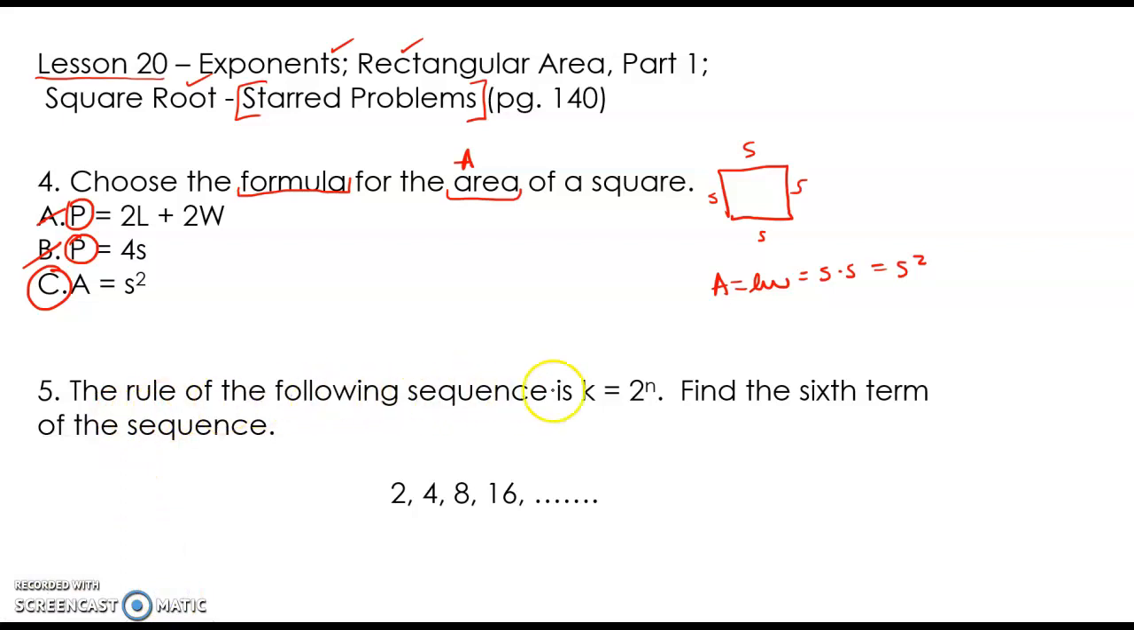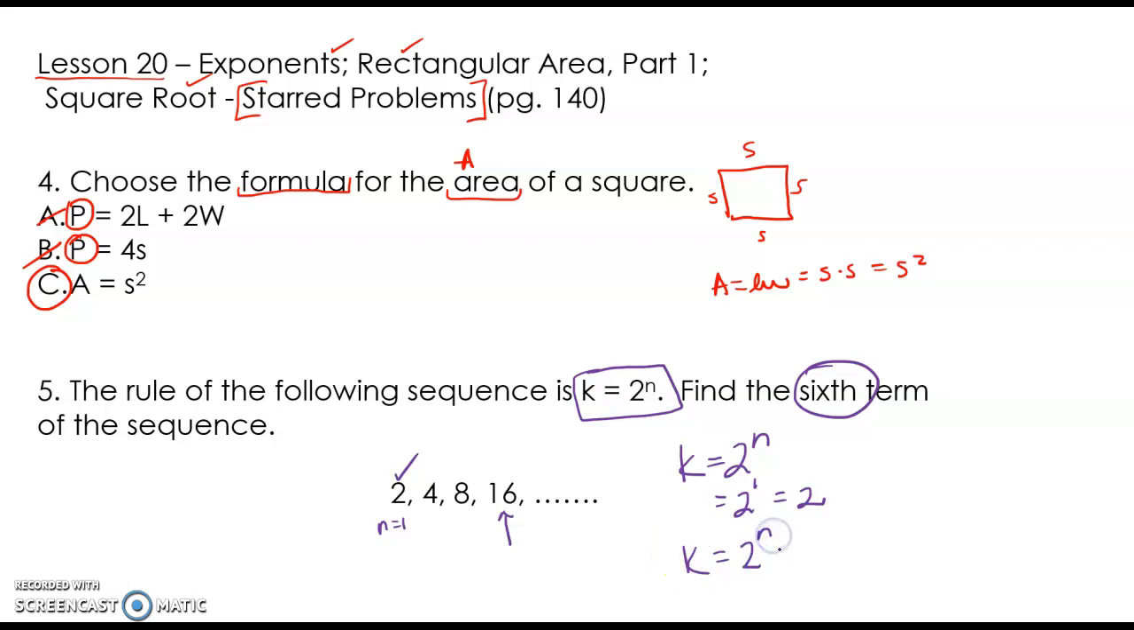All right, let's change colors. Number 5, the rule of the following sequence is this. These kind of can sometimes concern students. So basically k is whatever this number is equal to 2 to the n, and n is whatever the term is. So when n is 1, this is 2 to the 1, which is 2, right? And that's what we find here. When n is 2, 2 squared is 2 times 2, which is 4. So the second term, n is equal to 2.